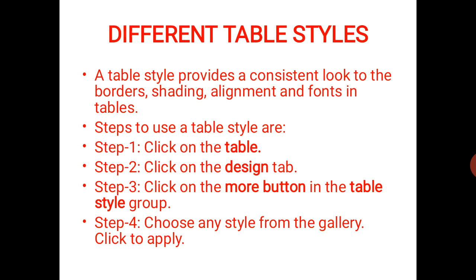Different table styles. A table style provides a consistent look to the border, shading, alignment and fonts in table. Steps to use a table style are: Step 1. Click on the table. Step 2. Click on the Design tab. Step 3. Click on the More button in the Table Styles group. Step 4. Choose any style from the gallery.